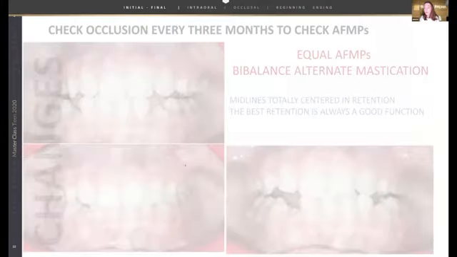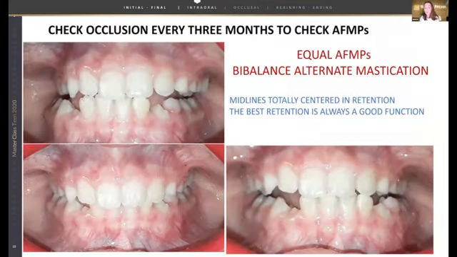And always remember that after we finish the correction, we need to stabilize the masticatory angles when the patient is doing the dynamic of the mandible to the right and to the left. We need to have at the end of the treatment a bilateral alternate mastication in order to be able to maintain the correction that we did with the aligners.